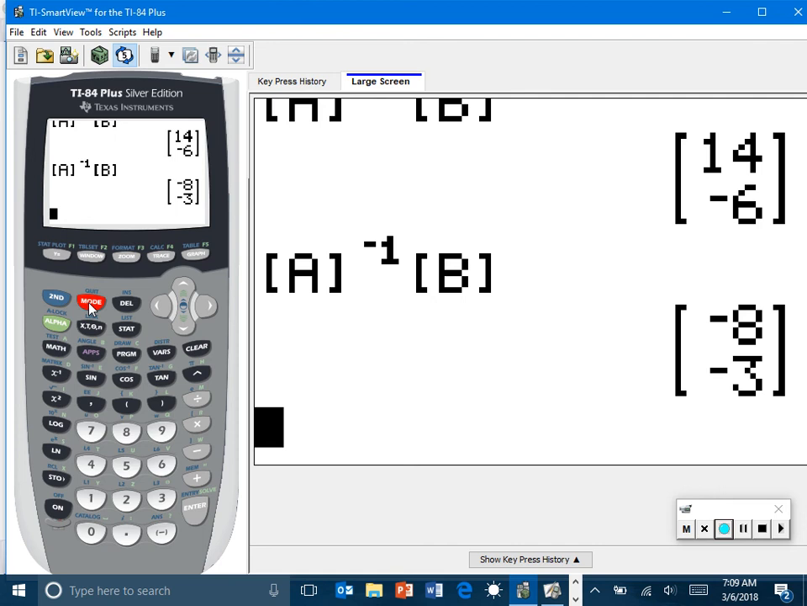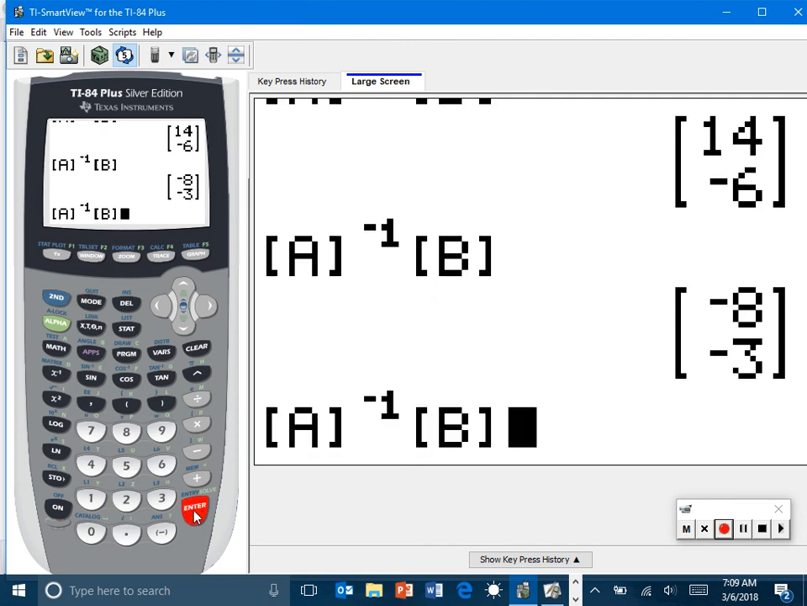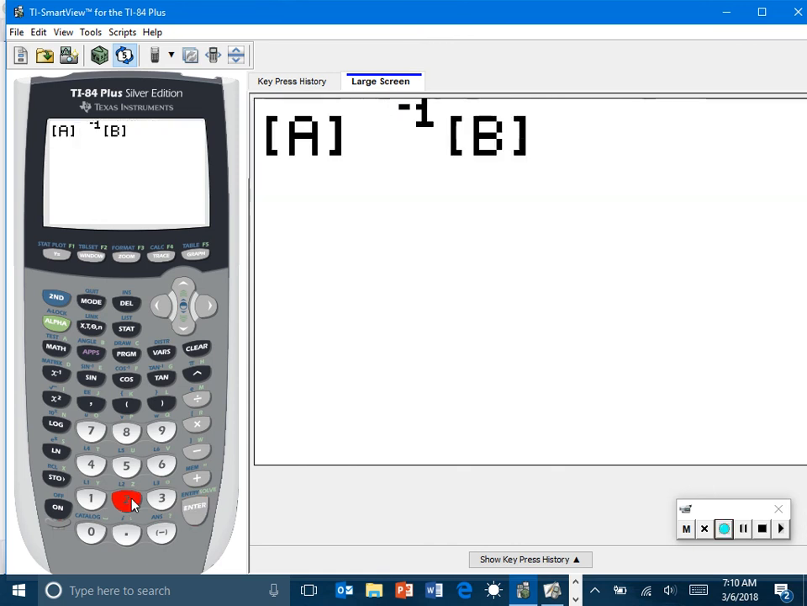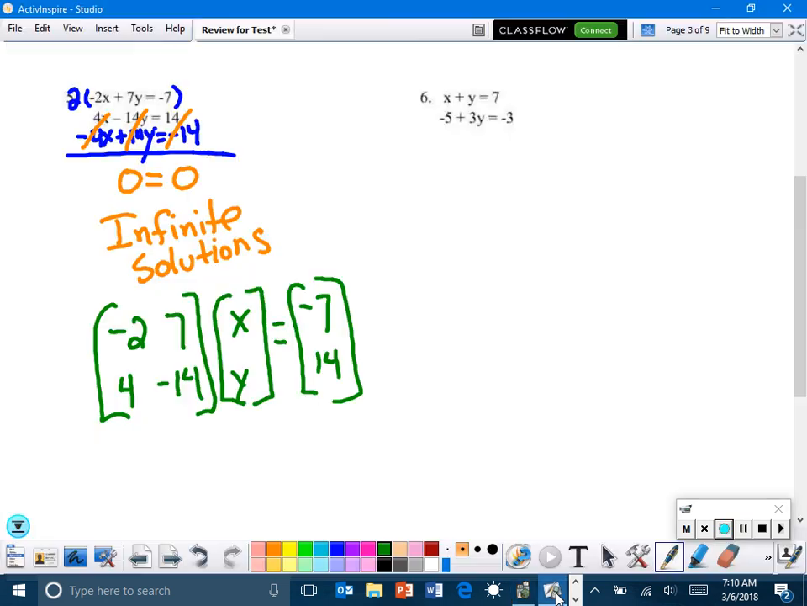Okay, now, when you run into a situation like this where it's infinite solutions, you are going to get an error message because the calculator does not realize that it can find an answer because it doesn't know that it's infinite. So it's just going to say singular matrix. And it says go to your error. Okay, well, you can go to it, but there is no error there. All right, so what you have to do in this situation, ladies and gentlemen, is go back and do that one by hand just to see if it is infinite solutions. All right, let's keep going.